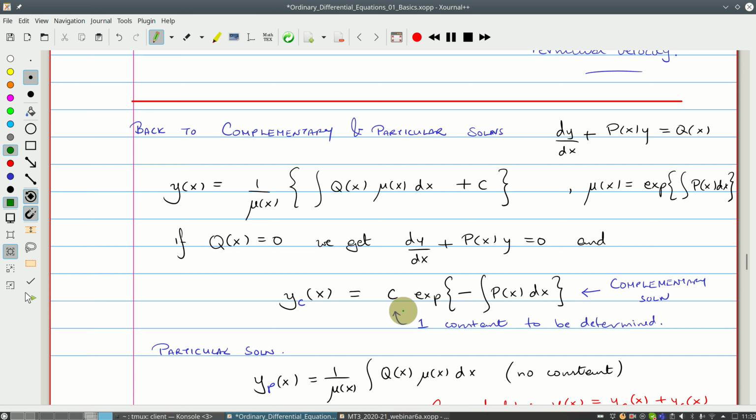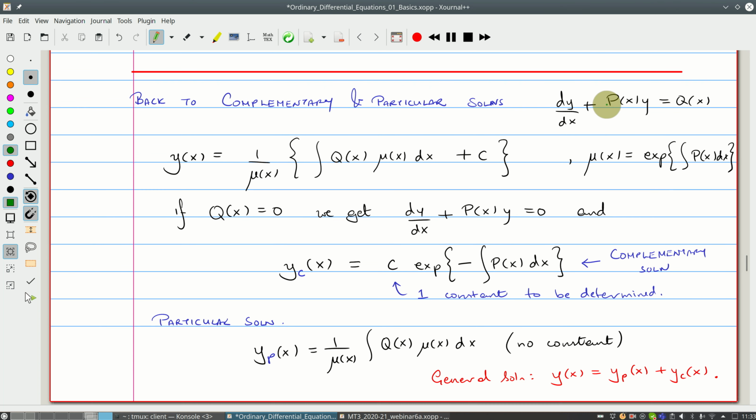What about the particular solution? To find the particular solution, I just find any solution to this equation, and it won't have a constant in it this time. So if I remove the constant from here, what we get is a particular solution, which is 1 over mu(x) times the integral of q(x) mu(x) dx. This has no constant in it, and it depends on the source function. That's important. And the sum of these two gives us our general form for y.